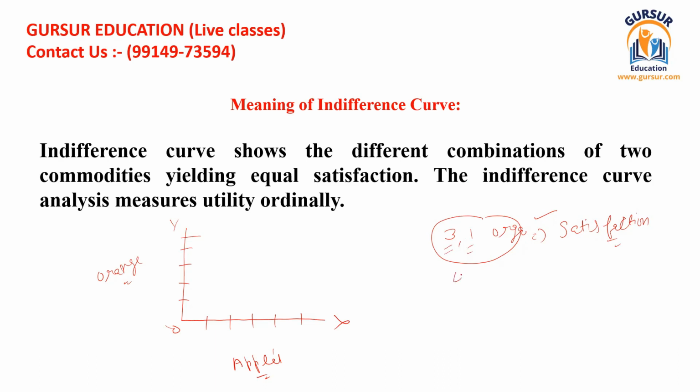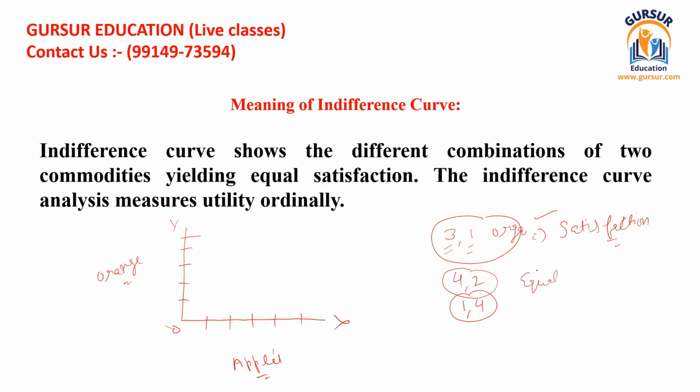It's the possibility that you can consume 4 apples and 2 oranges only. It's the possibility that you can consume 1 apple and 4 units of oranges as well. So there are different combinations of the two commodities which can lead to equal satisfaction.